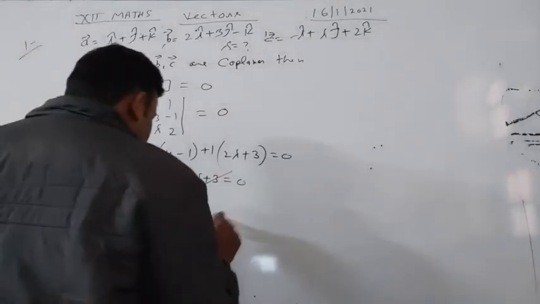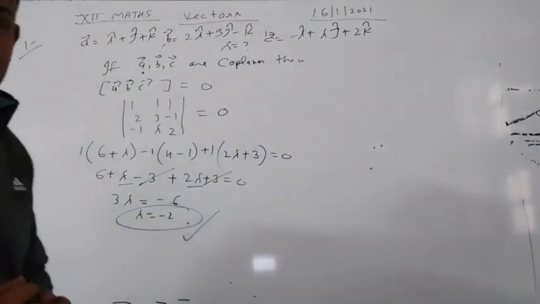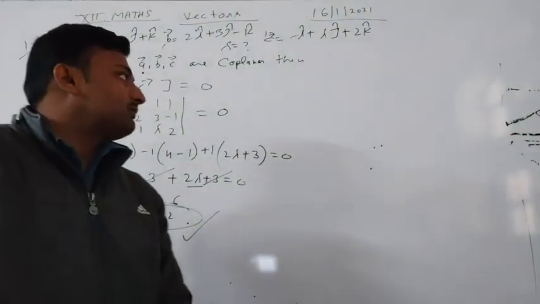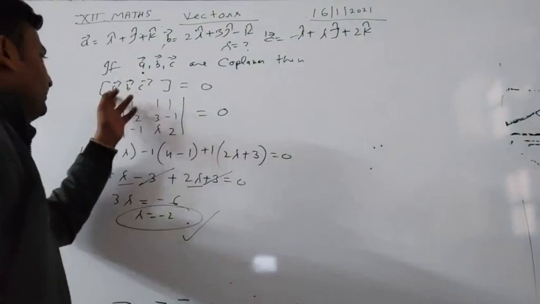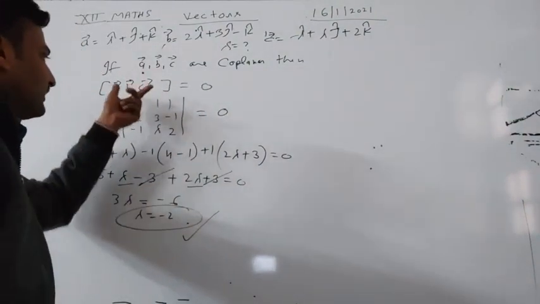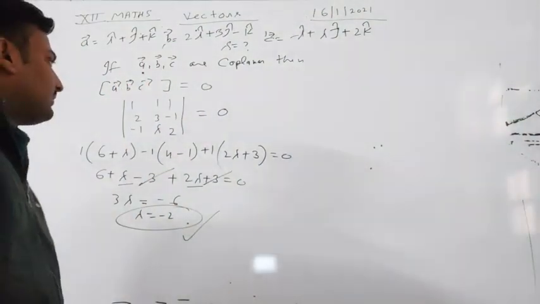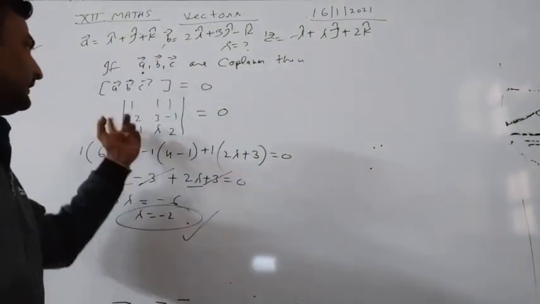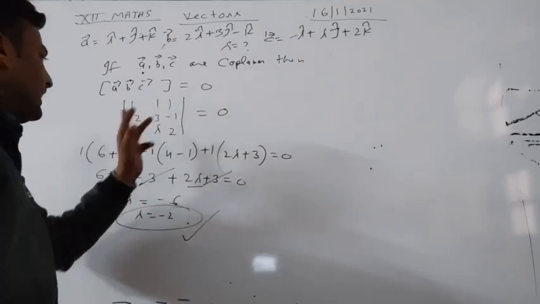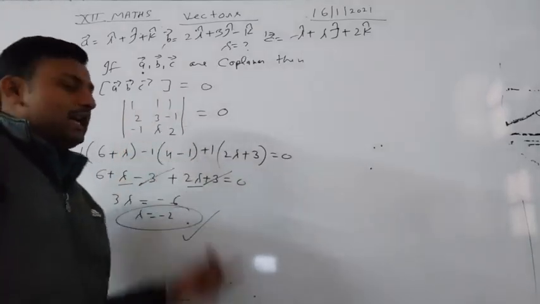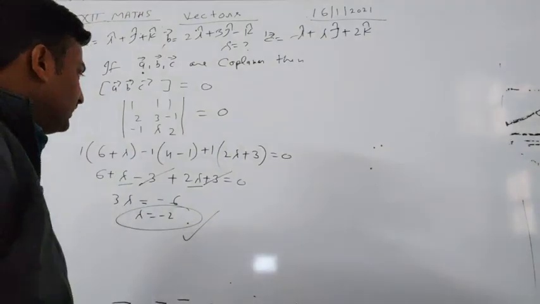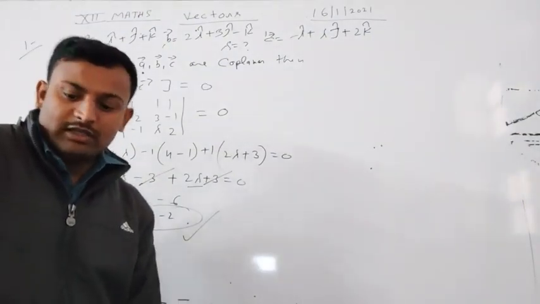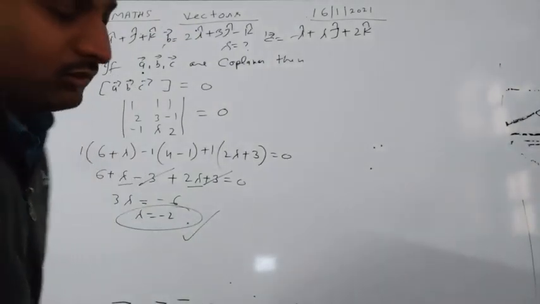So in this way we can find the value of lambda if the three vectors are coplanar. We use the concept of coplanarity, that is [A, B, C] is 0, and this can be written in the form of a determinant. We write the coefficients of these vectors like this: 1, 1, 1, 2, 3, minus 1, minus 1, lambda, 2, and we expand this by the method of determinant and get the value of lambda. Okay, students, now we take another question.